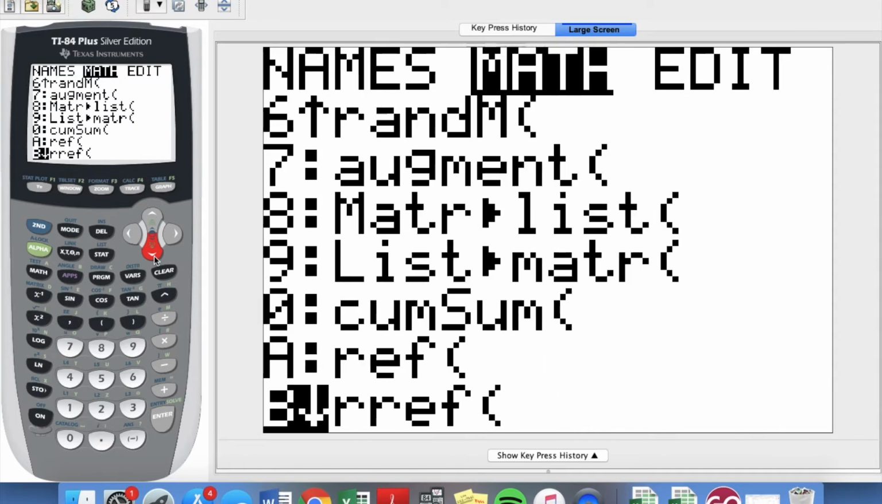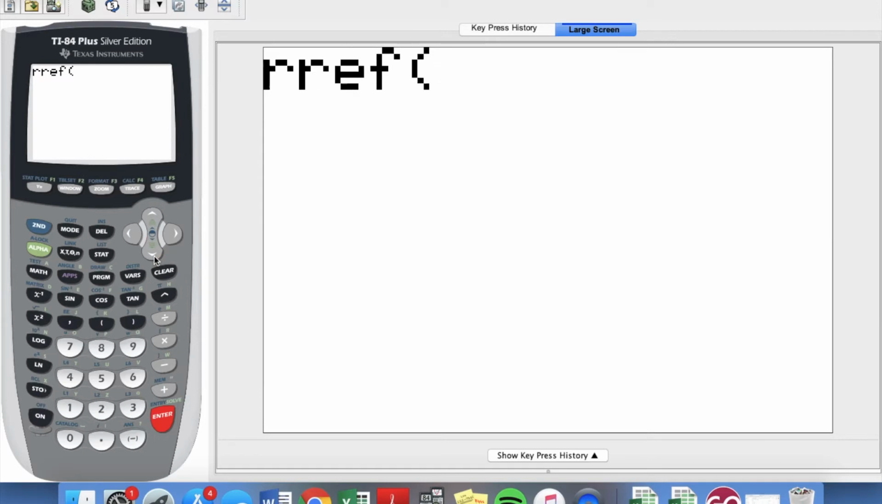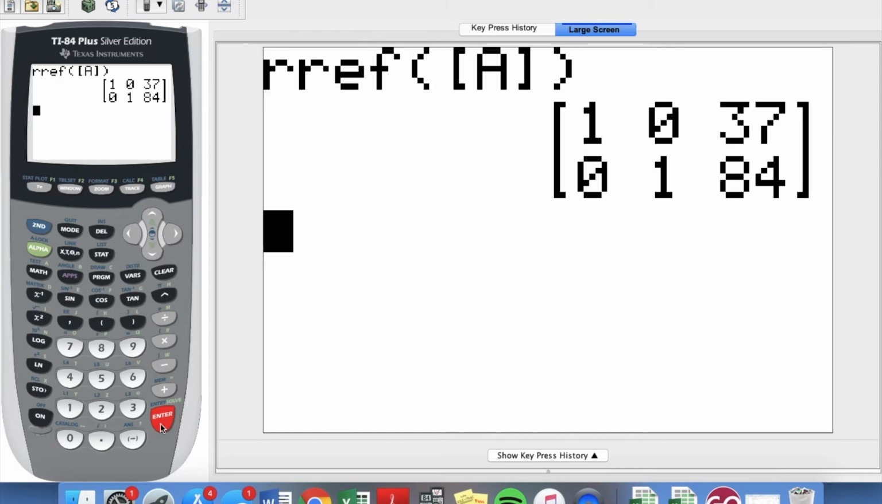Now there's REF and then there's RREF, and we do want to do the reduced row, so it's B. I'm going to hit enter. And then we want to tell what matrix we want to do RREF on, so I'm going to hit second matrix, and I want to do it on matrix A, so 1. Let's go ahead and close those parentheses, even though you don't really have to. And you hit enter. It does all the math for you.